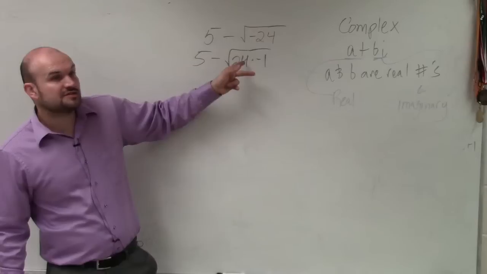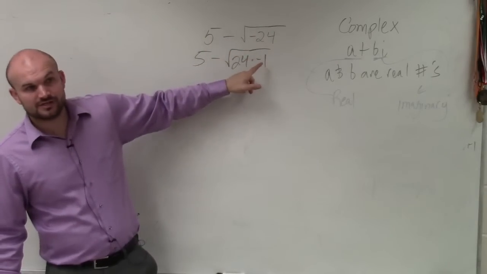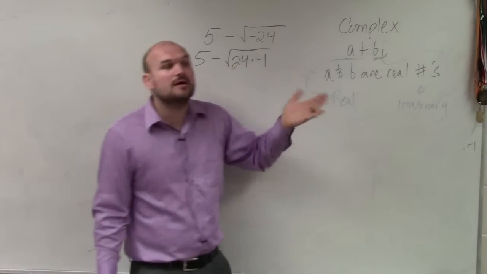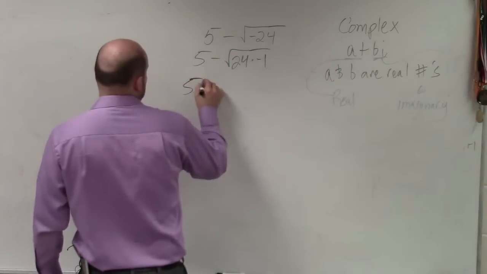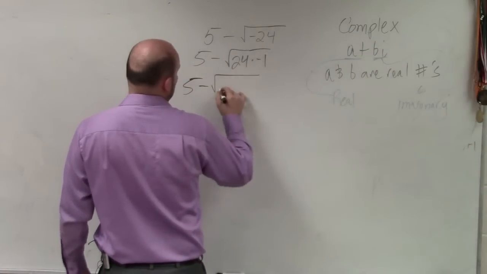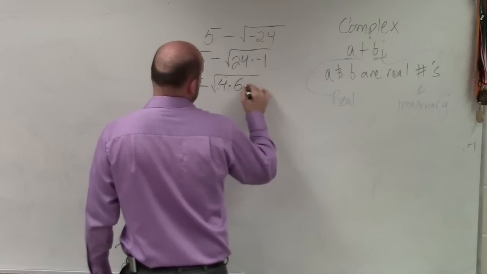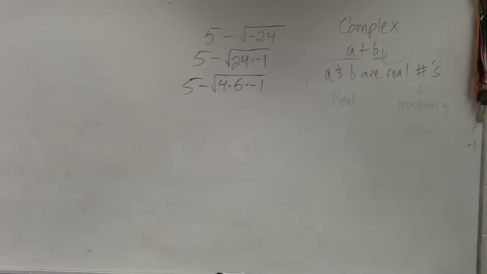Now I have 5 minus the square root of 24 times -1. Now we know, obviously, square root of -1 is just going to be I. And then what we want to do is, well, we can't take the square root of 24, but we can simplify the square root of 24. So let's do it this way: 4 times 6 times -1. Does everybody agree with me that 4 times 6 times -1 equals -24?